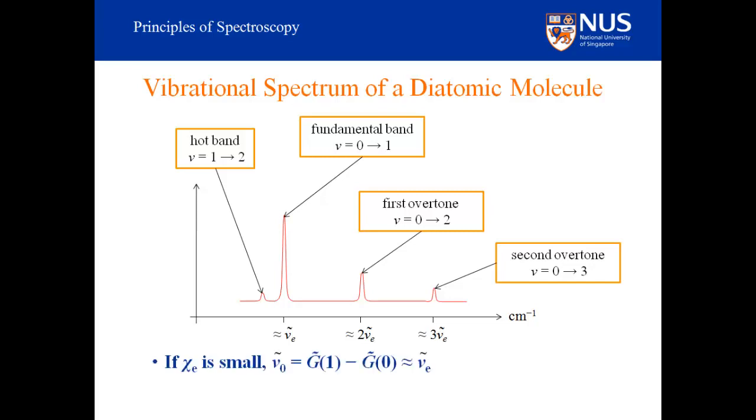If we've got a molecule where the anharmonicity constant is very small, then our fundamental frequency, ν0, is approximately equal to ν-e. But if it is not small, or if you just want to be accurate, then our fundamental frequency, which is rigorously defined as the energy of V equals 1 minus the energy of V equals 0, is equal to ν-e minus 2 ν-e chi-e. So this is the equation that enables me to convert ν0 to ν-e or vice versa. ν0 is equal to ν-e minus 2 ν-e chi-e.